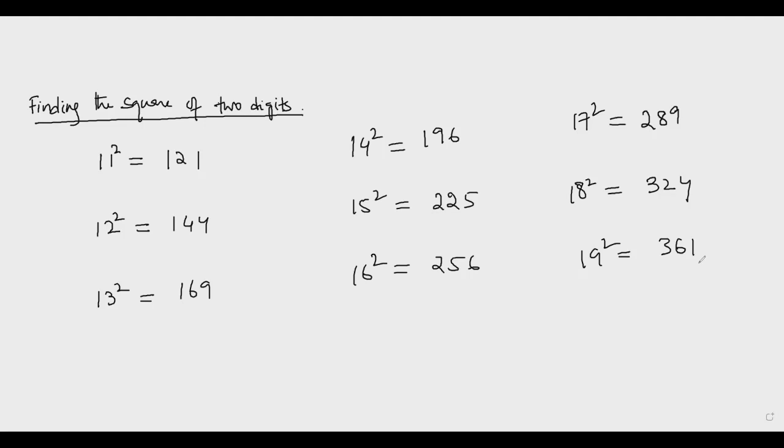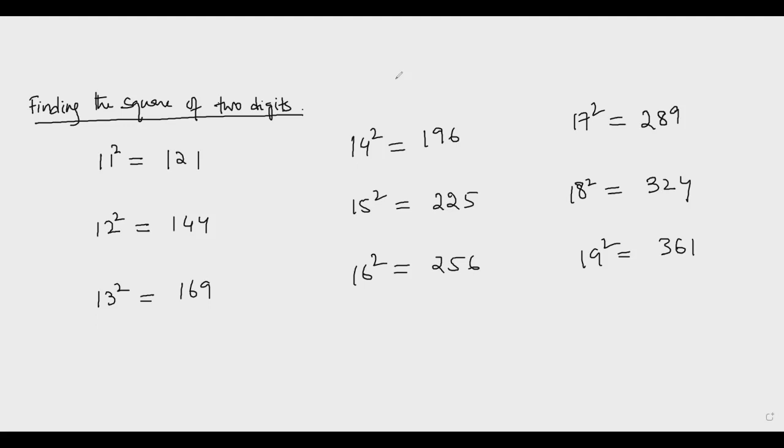For the banking exam, all you have to do is remember squares up to 25. Once you know the squares up to 25, you can calculate the square of any two-digit number up to 100. So let's learn some new tricks here. See, mathematics is all about patterns, and you can find the pattern very easily.